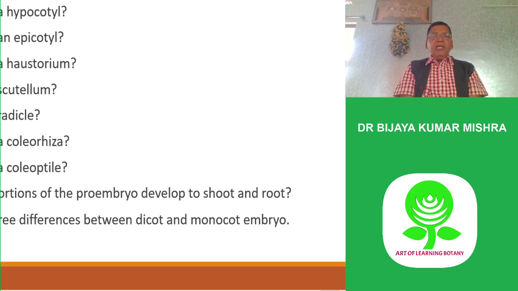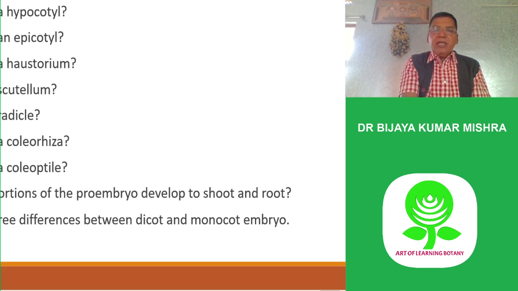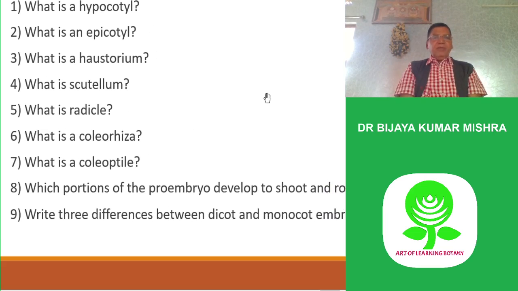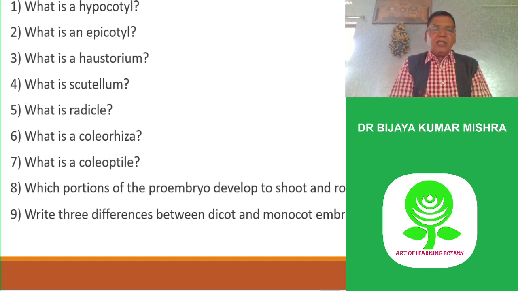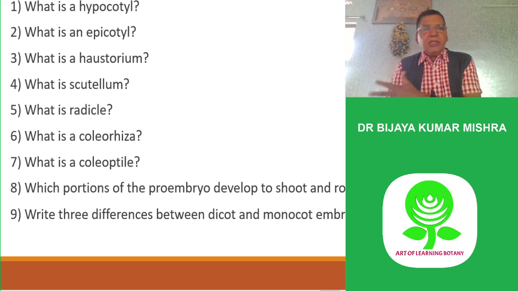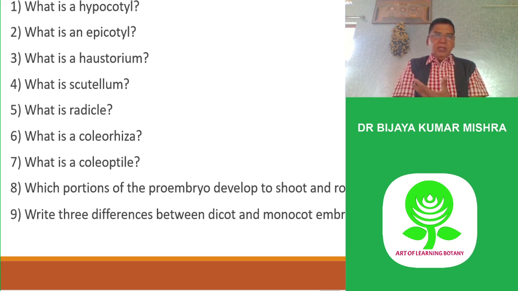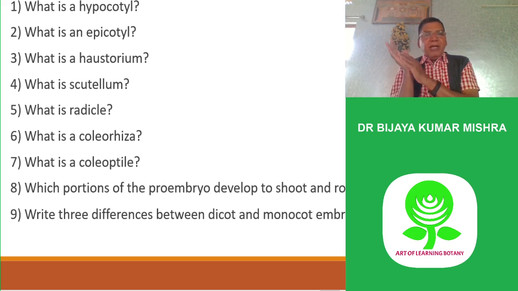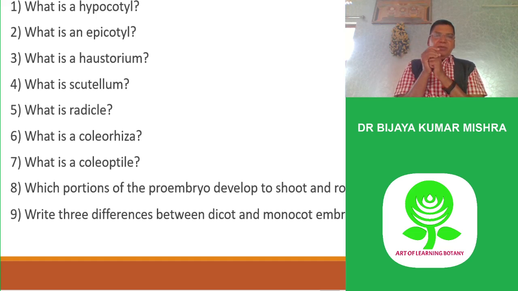Now, write three differences between the dicot embryo and monocot embryo. So there are many differences, 5 or 6 are given, so you can write any three. For that, the first difference you must write is the number of cotyledons in the embryo. In dicot, 2 cotyledons, in monocot 1 cotyledon. Position: the two cotyledons are present on either side of the plumule, and in monocot it is present on the lateral side of the plumule. Right.